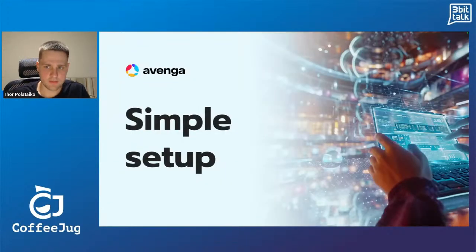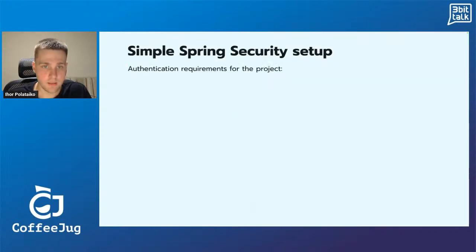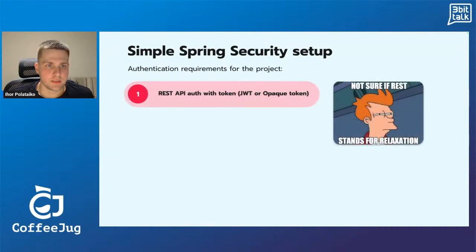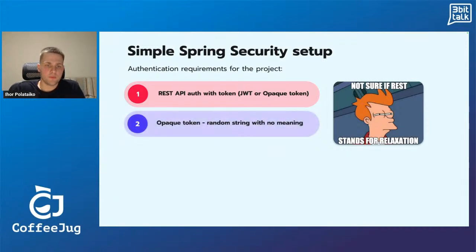So let's go through the simple setup and see how we can leverage all this information to make production ready, but pretty simple setup. So the authentication requirements will be REST API auth with token, so either JWT or opaque token for our application. And in case you don't know, opaque token is just a random string with no meaning, but the fact that it's random makes it hard to guess.